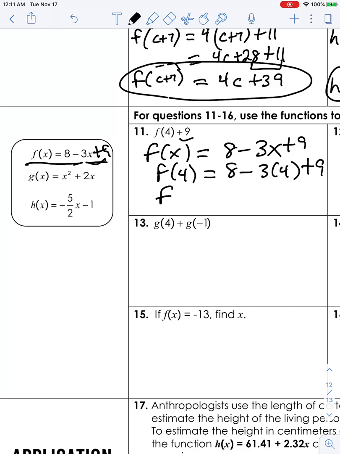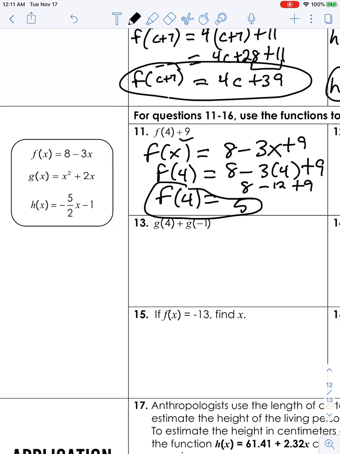So obviously we work it out. All right, so f of 4 is going to be, let's see, 8. Multiplication comes first, so that's going to be -12. So 8 minus 12 is -4. -4 plus 9 is 5. So when you plug in 4 for x, your answer is going to be 5, like so. And I'm going to go ahead and erase this part right here.